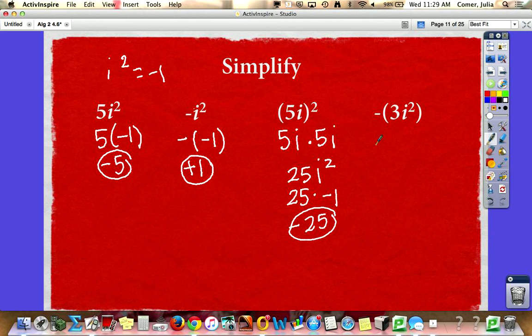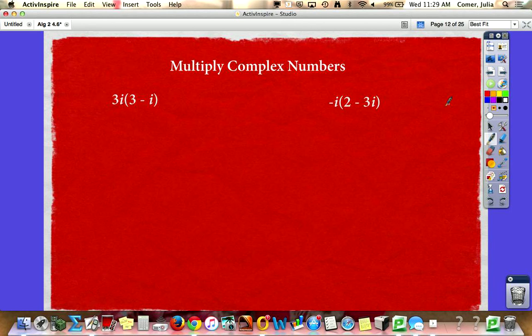And over here, the opposite of 3i squared, well, 3 times i squared is -1. So the opposite, or -3 times -1, is just -3. Opposite of -3 is +3. So really we're just thinking about i squared as -1.